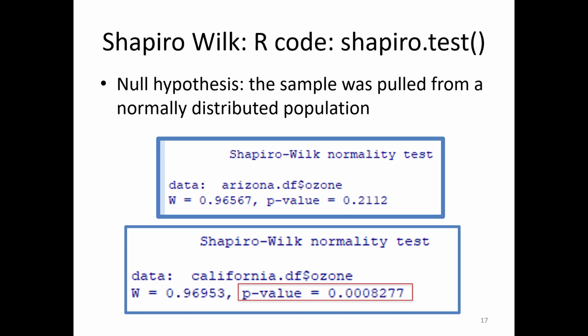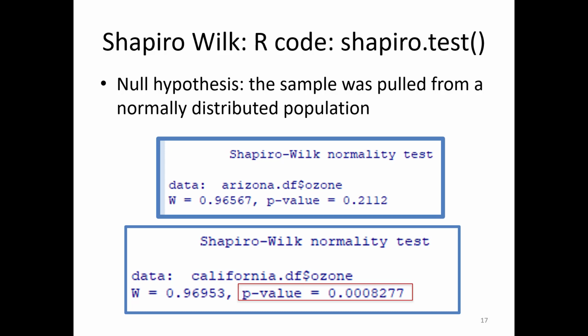It looks like we have a p-value of the Shapiro-Wilk normality test of 0.2112. We don't reject the null. All right, that one looks okay, which makes sense if we think back to the histogram of Arizona. It looked more normally distributed than California. Then I run the Shapiro-Wilk on California, and we get a tiny p-value, and that just screams problematic to me.